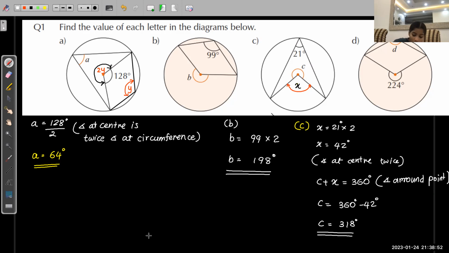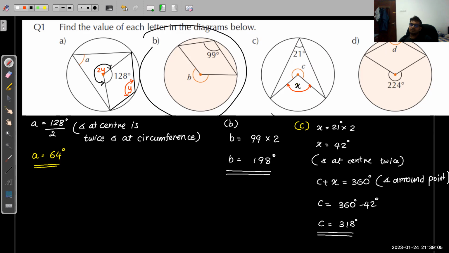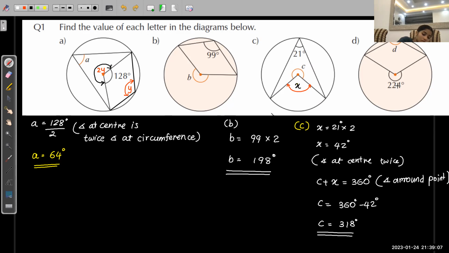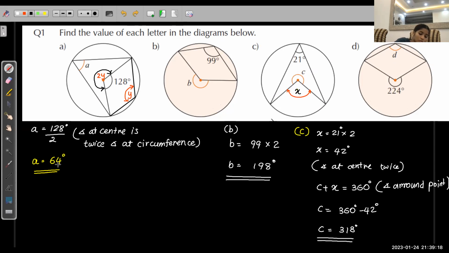Okay, so for D, it's 224. So I have to go up and it will be half the amount, right? Exactly. Because this follows the same as this one. Yeah, this angle is half of this angle, so D equals 224 divided by 2. Exactly. Good. That would be 112, and then 112 plus D equals 360.